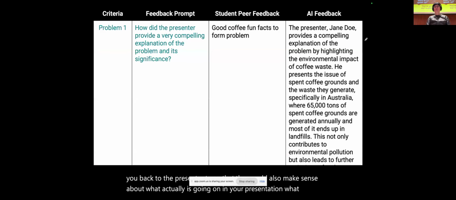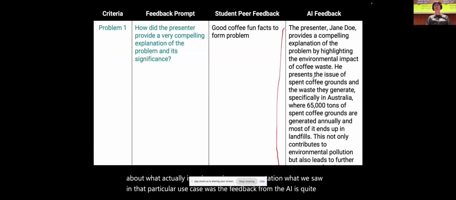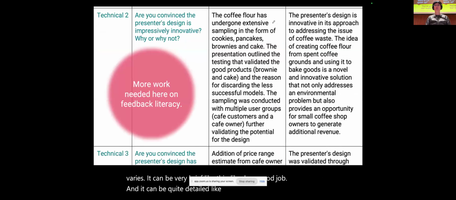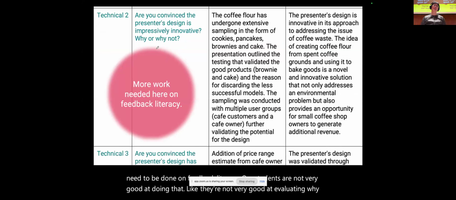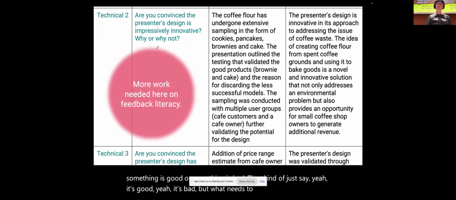What we saw in that particular use case was the feedback from the AI is quite detailed. There's a lot of information there. Whereas the feedback from students varies. It can be very brief like this, like, hey, good job. And it can be quite detailed, like this slide here, where it's a lot of information. In fact, in some ways, more detailed, more contextualized than the AI's feedback. But what we really saw was more work really needs to be done on feedback literacy. Our students are not very good at that. They're not very good at evaluating why something is good or something is bad. They kind of just say, yeah, it's good, yeah, it's bad. But work needs to be done there.